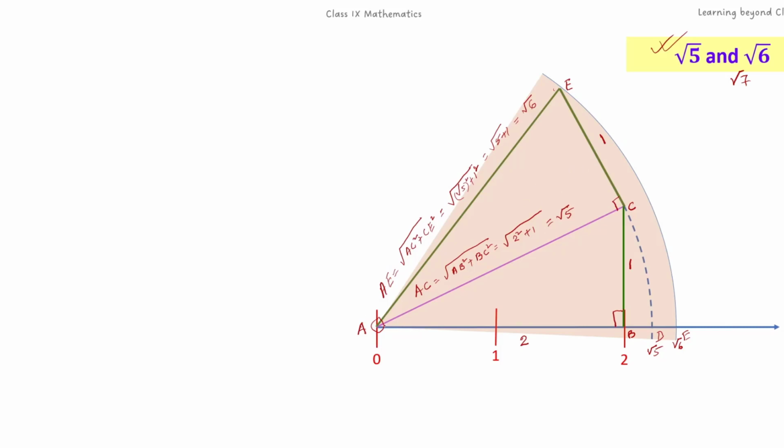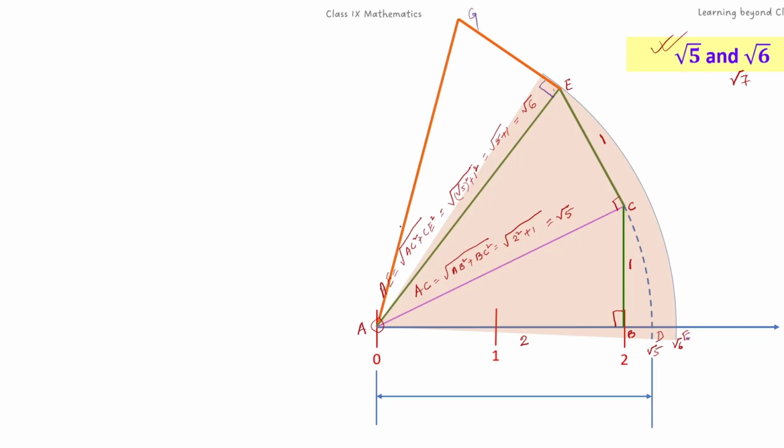So take the line AE, and at point E draw a perpendicular line. This is the perpendicular line, that means this angle is 90 degrees. Say EG is equal to EF, so this point is G. Join AG. This is AG.